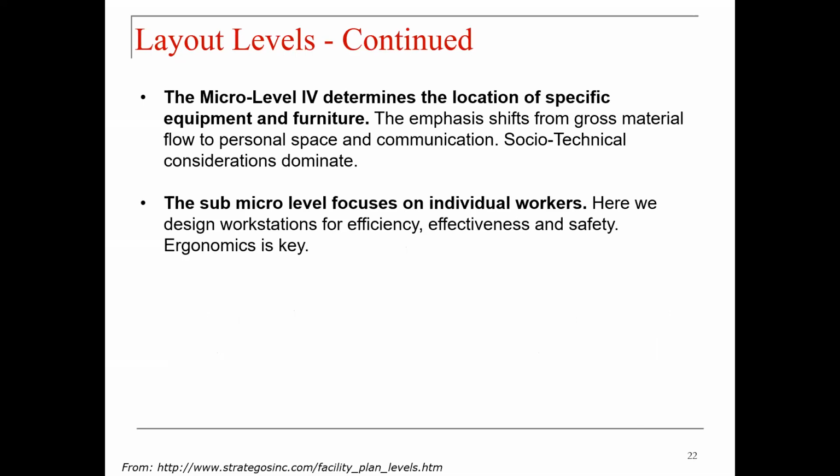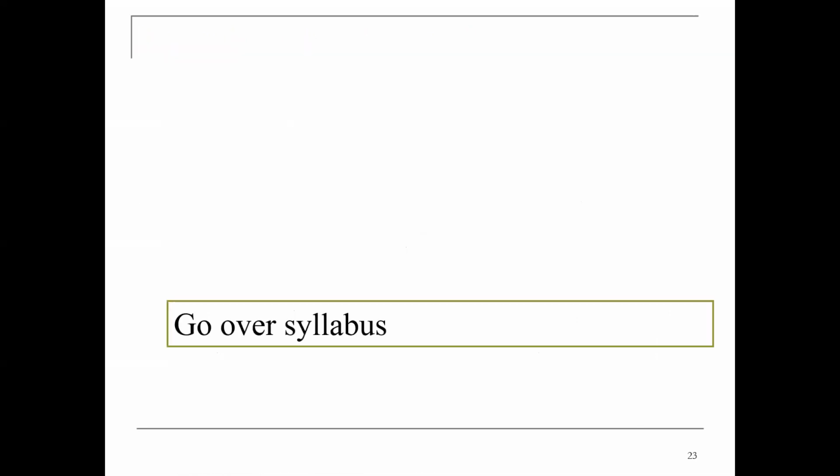The micro level determines the location of specific equipment and furniture. The emphasis shifts from gross material flow to personal space and communication. And this involves some socio-technical considerations. Now you're dealing with the people and how the design affects the behavior of the people. And the sub-micro level focuses on individual workers. Here we design workstations for efficiency, effectiveness, and safety.